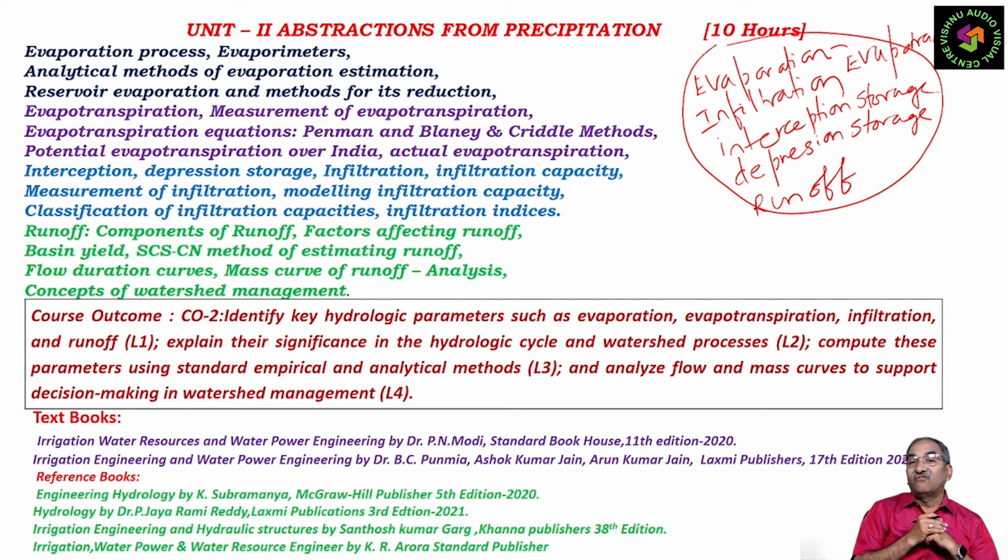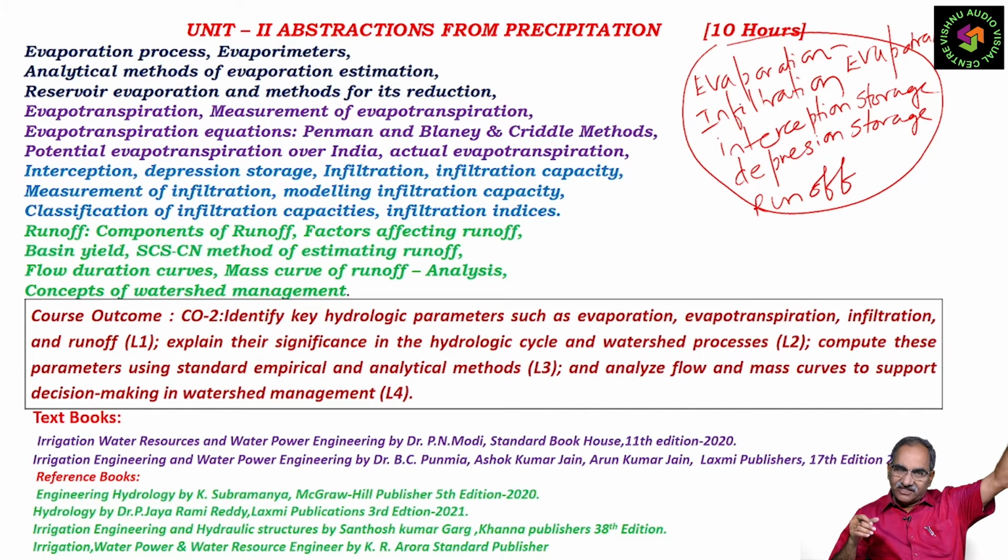After the completion of this particular unit, the student shall be able to understand what is evaporation, evapotranspiration, and infiltration, and explain the significance of the hydrologic cycle and watershed processes. He can compute these values by using empirical methods and standard methods, and finally analyze the flow duration curve and mass curve for decision making in watershed management. So all the Bloom's levels from L1 to L4 are covered in this particular unit.